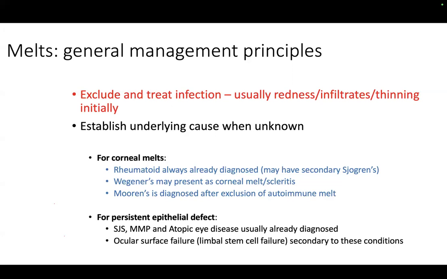Obviously, we will see that the epithelium will have broken down in areas affected here. And it's just worth bearing in mind causes of persistent epithelial defects. So things like, as I mentioned, Stevens-Johnson syndrome, mucous membrane pemphigoid, and atopic eye disease, which are all usually already diagnosed, or we'd be aware of those. But you can get surface failure secondary to these conditions, and any surface failure may be associated with inflammation, and if not infection, it can certainly cause a melt of the stroma if not managed properly.